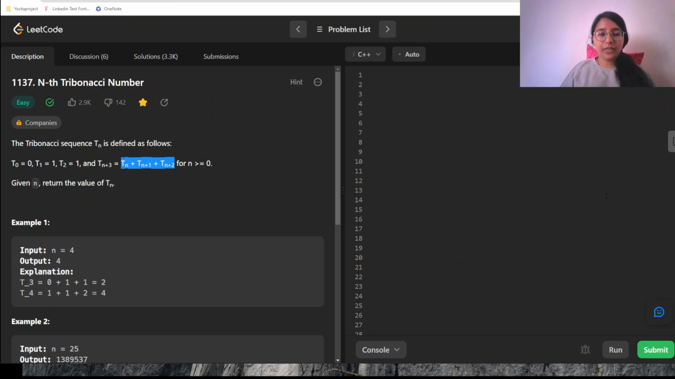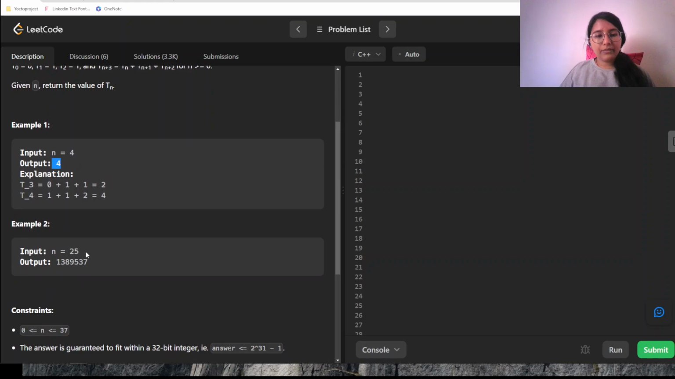Given n, return the value of T of n. Basically, the nth term we are required to return, for example when n is equal to 4. We start from 0, 1, and 1. So for the third term, the number would be 0 plus 1 plus 1, taking the second term as 1 only. So the third term would be 2. And then for the fourth term, it would be 1 plus 1 plus 2, so ultimately it will become 4. And this is what our output would be.